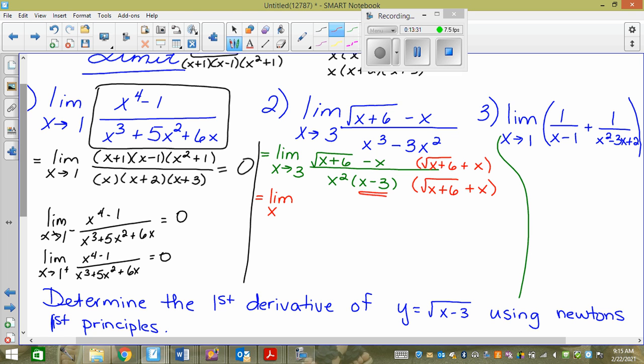So I'm going to get the limit as x approaches 3. Square root x plus 6 times square root x plus 6 is x plus 6. Minus x square root x plus 6 plus x square root x plus 6. The middle terms cancel, and they should if you have a conjugate. And then minus x squared.